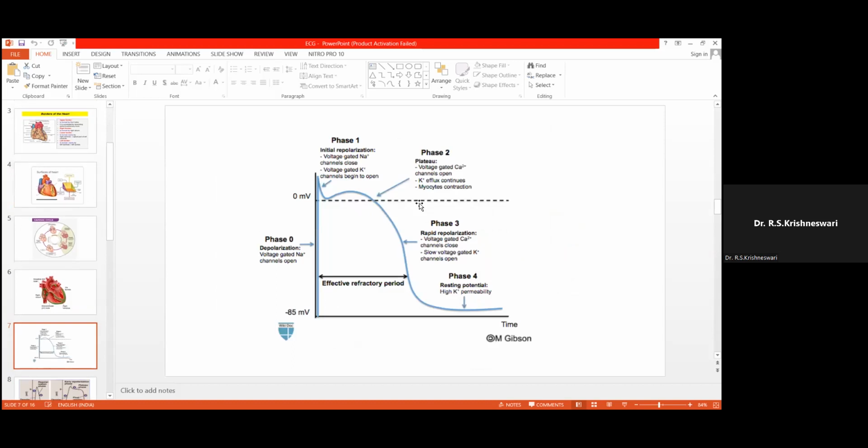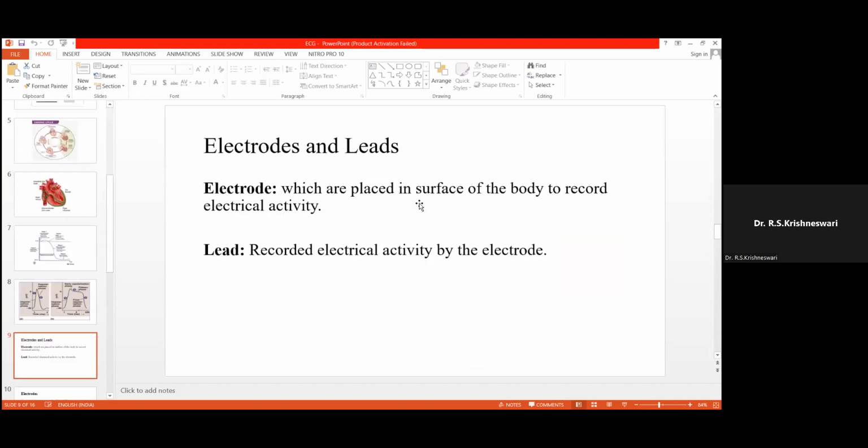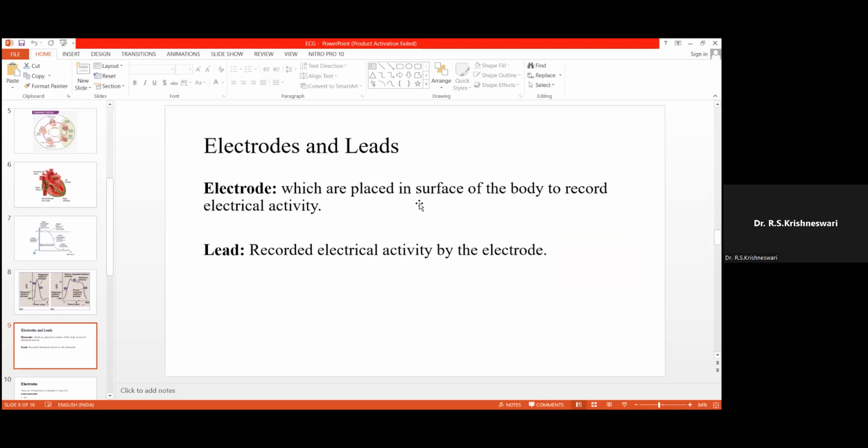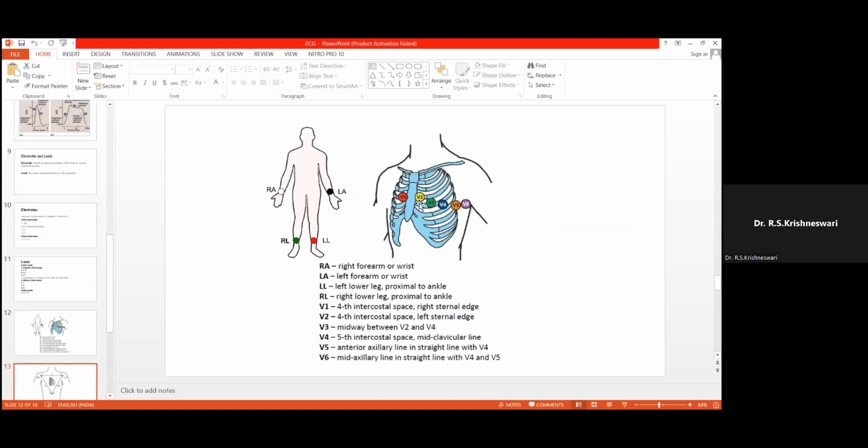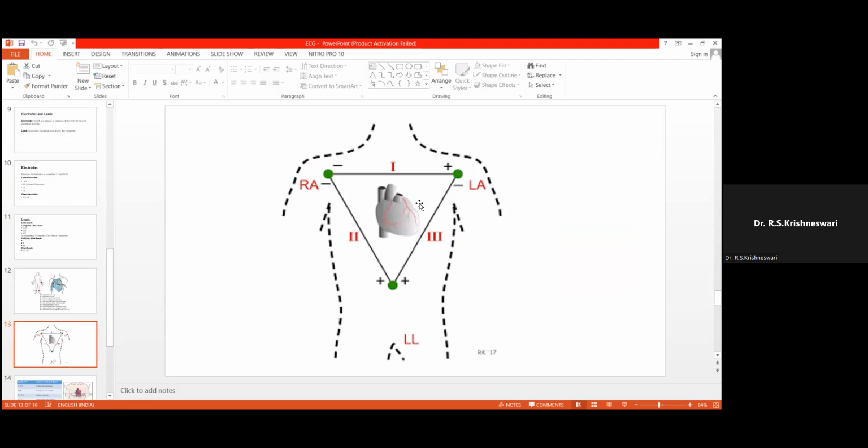Then this is regarding depolarization and repolarization. Difference between electrodes and leads. We are seeing the leads, we are not seeing the electrode. What we are seeing in the machine is the electrode, and what we are seeing in the graphical representation is the lead. So there are 10 electrodes and 12 leads. And this is about lead 1, 2 and 3.